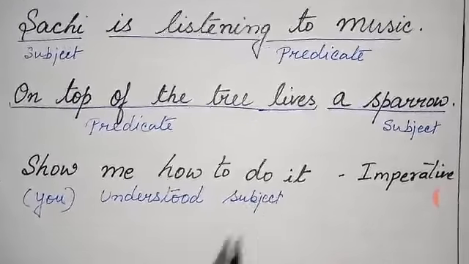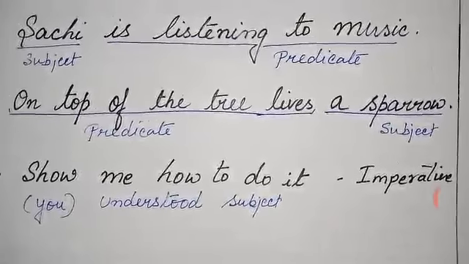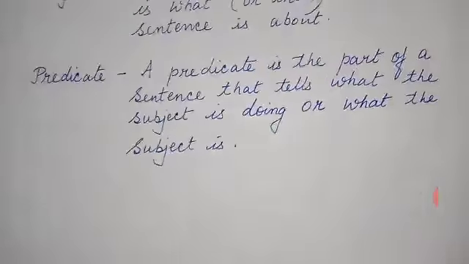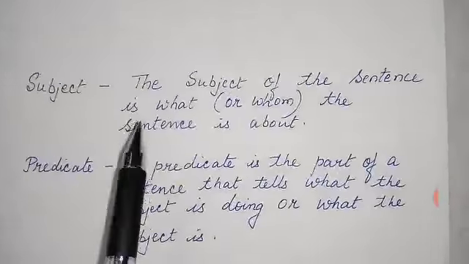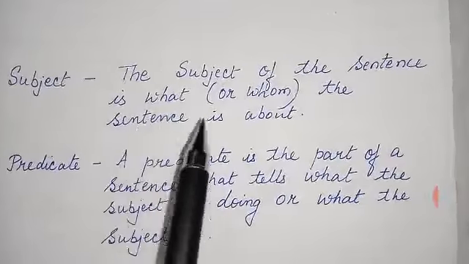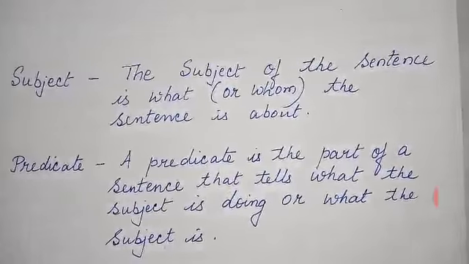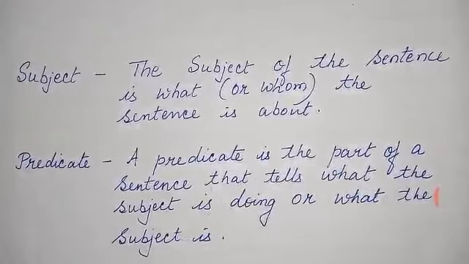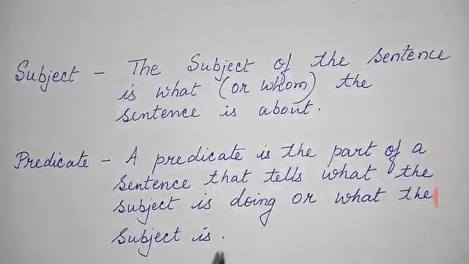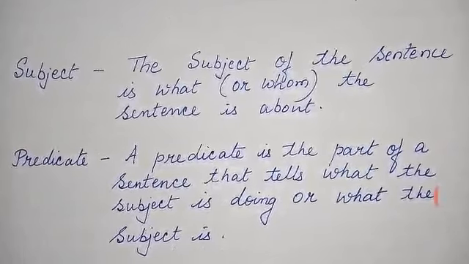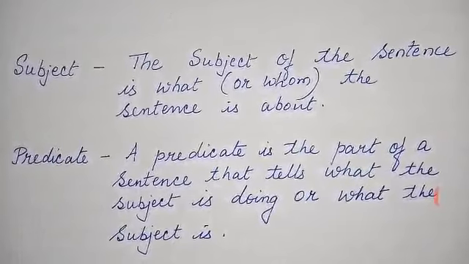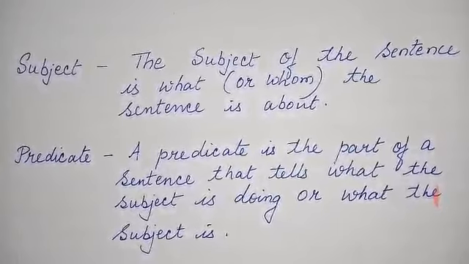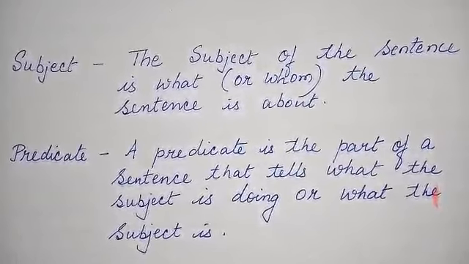Okay? So, we can conclude by saying the subject of the sentence is what or whom the sentence is about. And a predicate is the part of a sentence that tells what the subject is doing or what the subject is. The subject is always the main focus of the sentence, and the predicate is telling us what the subject is about.